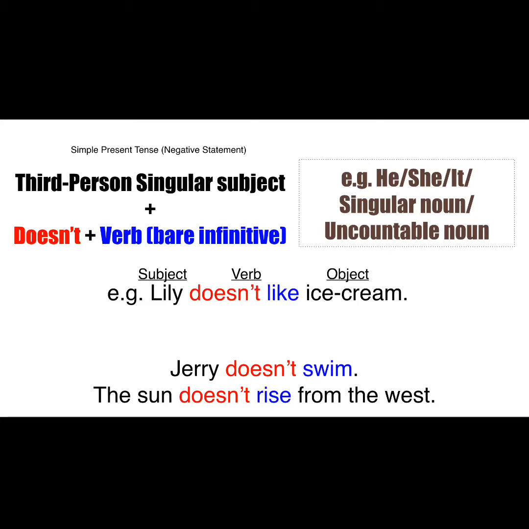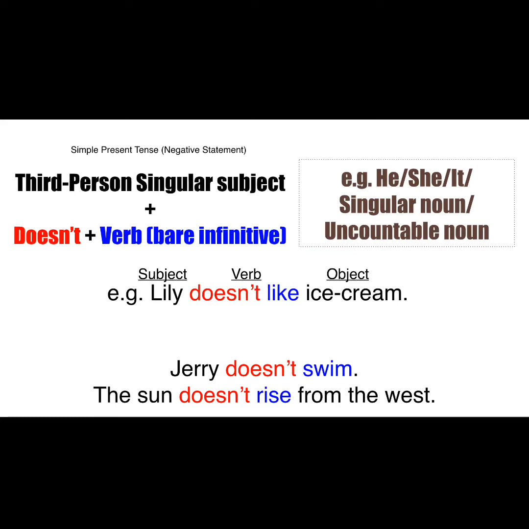Take a look at this example. Lily doesn't like ice cream. So before the verb like, we add doesn't, because Lily is a third-person singular subject. Lily is only one person, is a singular noun. Therefore, we use doesn't in the negative statement.